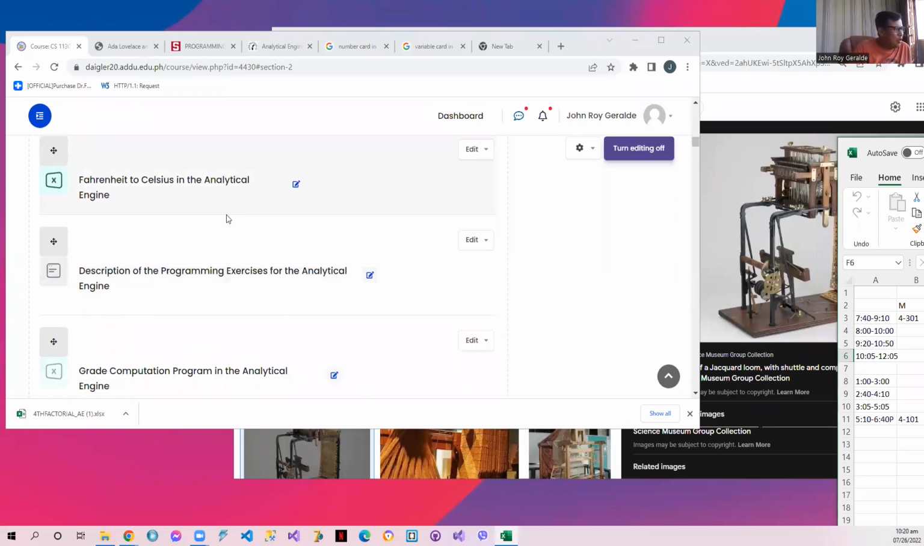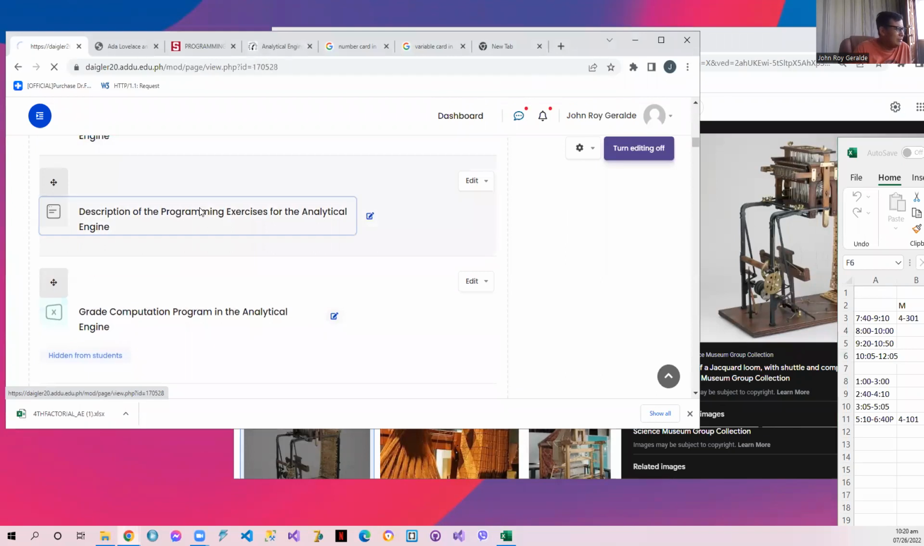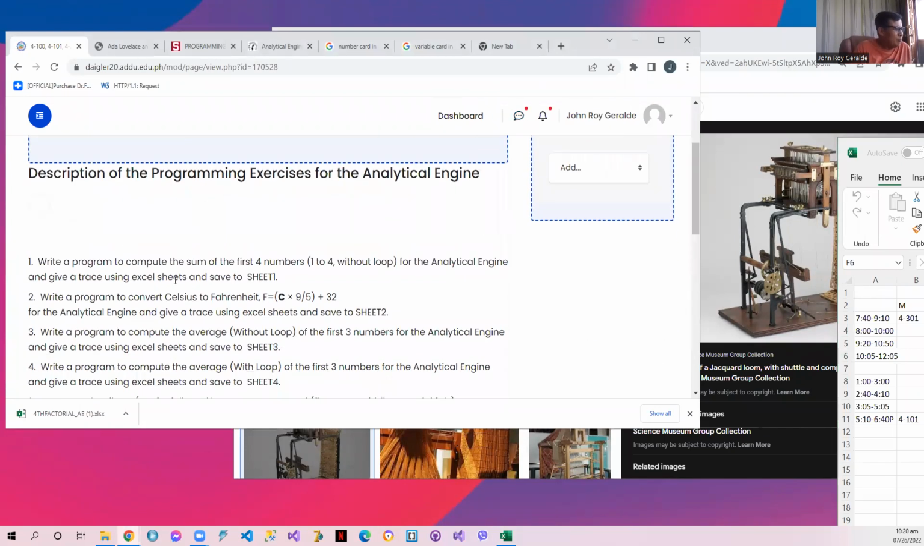So, your program will be this. Write a program to compute the sum of the first four numbers without loop. You can use the program for factorial without loop, right? What's the difference between factorial and the sum of the first four numbers? Anyone? It's the multiplication operation in factorial. In the sum, it's plus. Right? You can use your logic there.